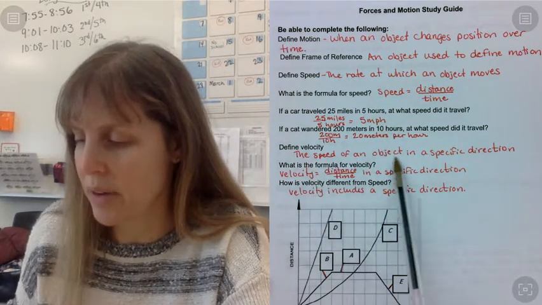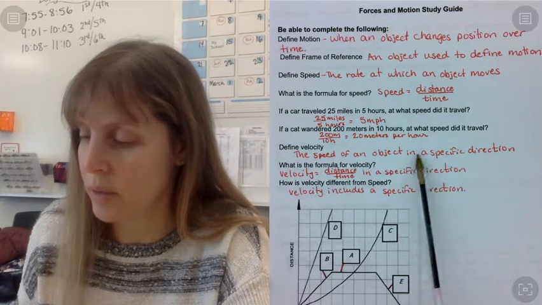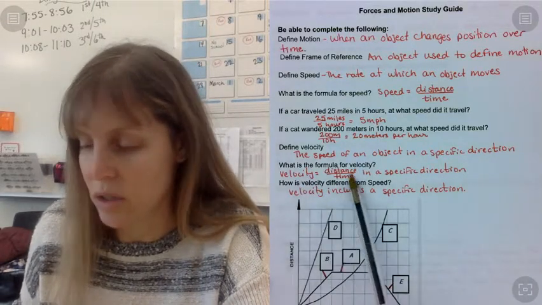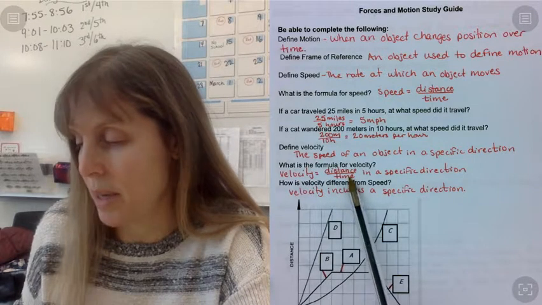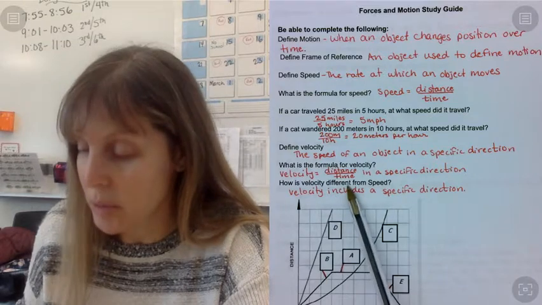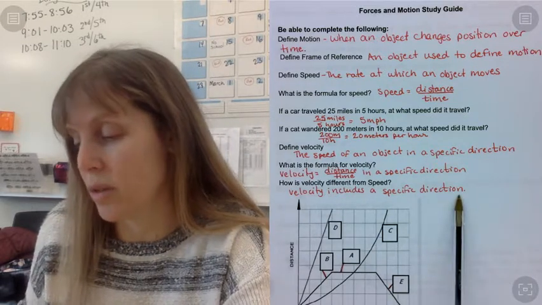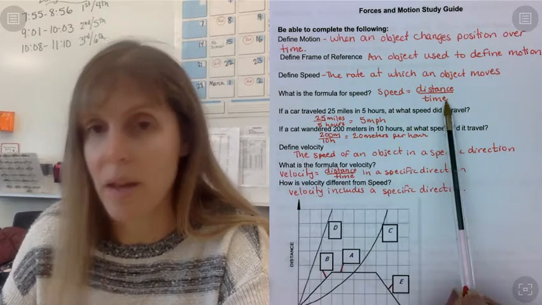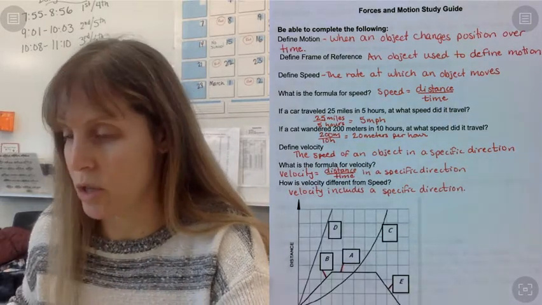Velocity is the speed of an object in a specific direction. Really important you have that direction. The formula for velocity is just speed, so velocity equals distance divided by time in a specific direction. Velocity is different from speed because it also includes a specific direction. They have the same formula, distance divided by time, but velocity includes a specific direction.